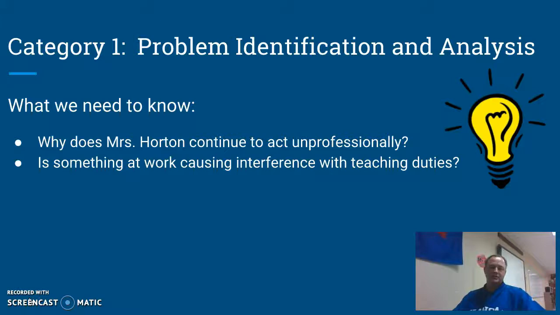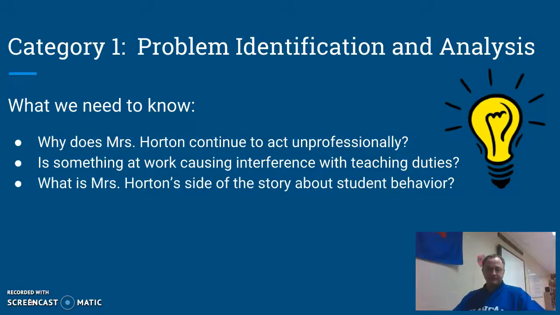Okay, we know that her preparation seems to be lacking. She's been late to school. So is there something going on at school that might be causing some of these issues? Something that we can change that might ease her load a little bit. And then we also need to know what her side of the story is.